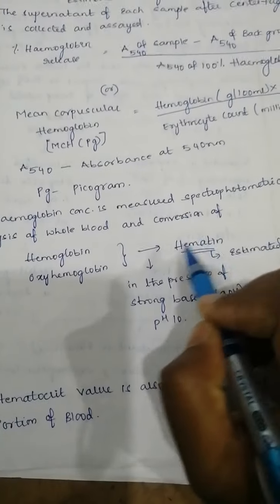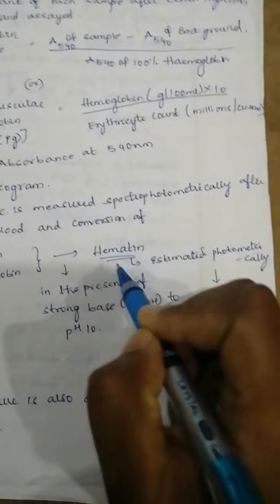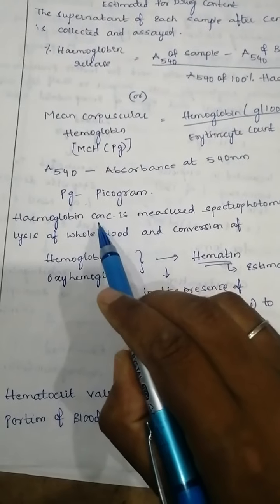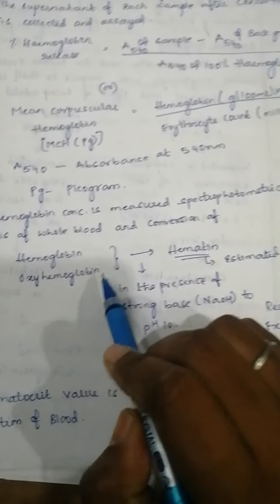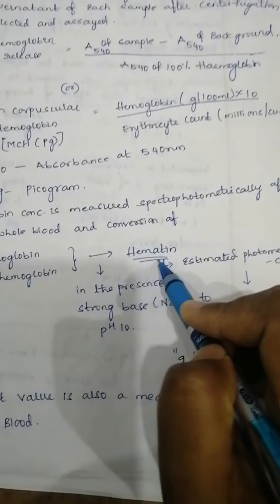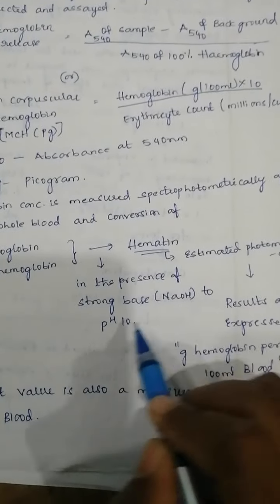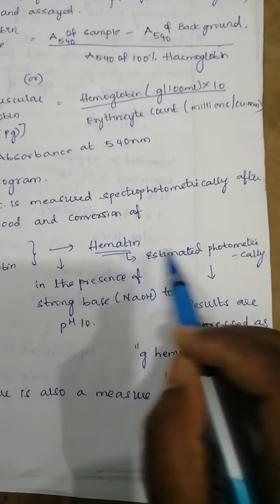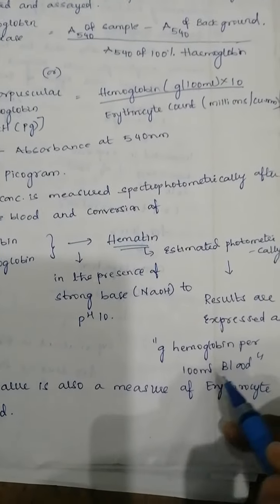the hemoglobin and oxyhemoglobin present in the blood to hematin. So we want to find out the hemoglobin concentration. First we have to convert the hemoglobin and oxyhemoglobin into hematin. How do you convert? You have to place these solutions in a strong base, that is NaOH at pH 10. Automatically it gets converted into hematin. So this hematin is estimated photometrically, and the results obtained are given as gram hemoglobin per 100 ml of blood.